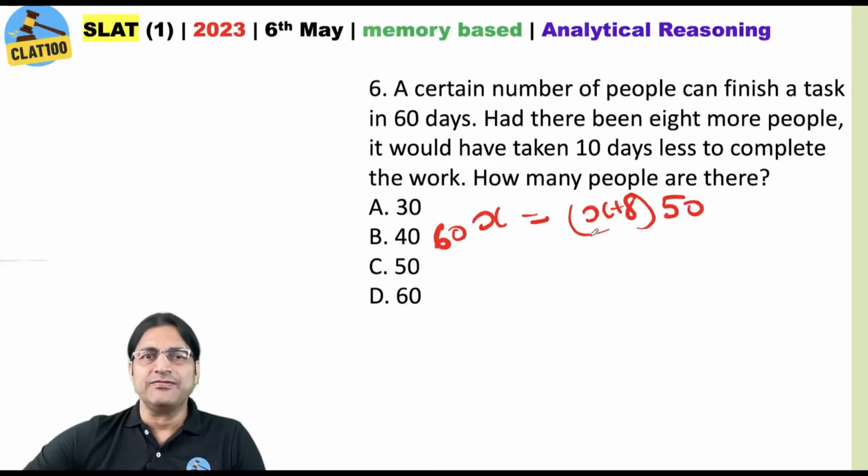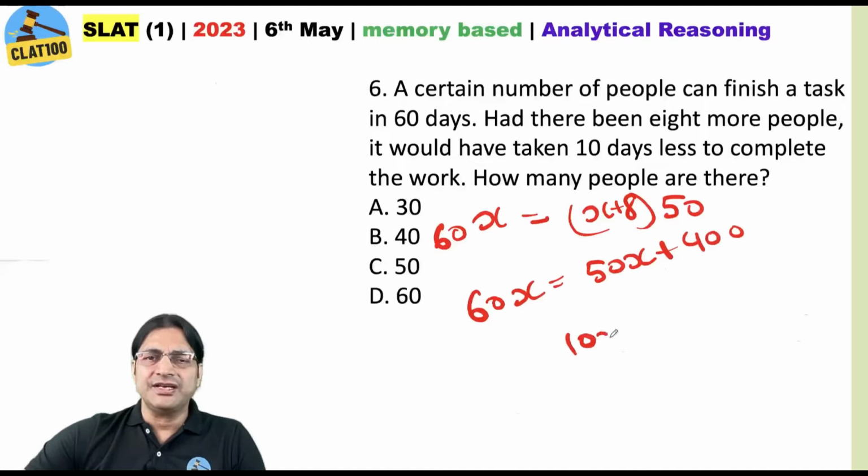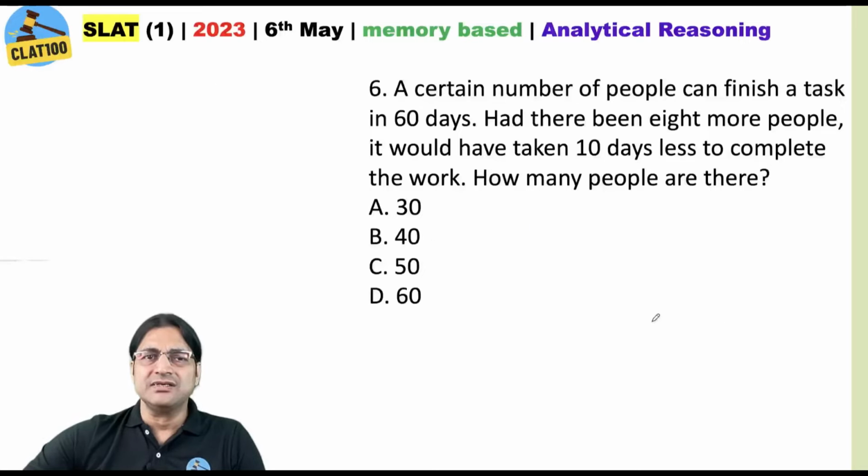This will give you the value of X. 60X is 50X plus 400. Right? 10X is 400. So X is 40. That's your answer. But this is the worst way of doing this question.